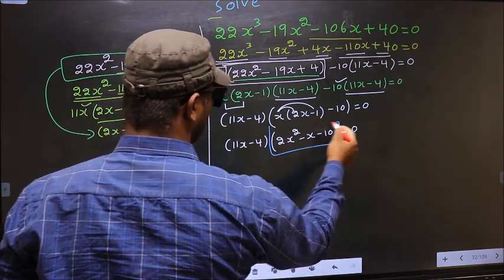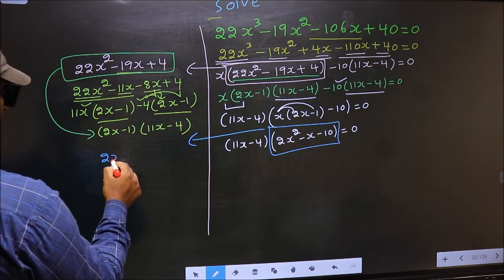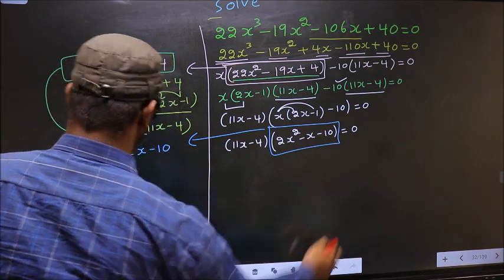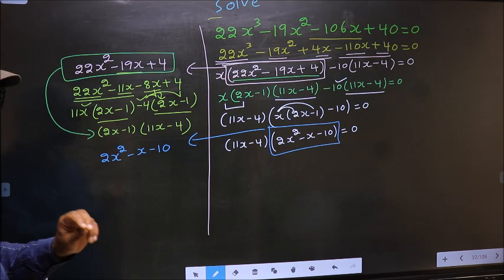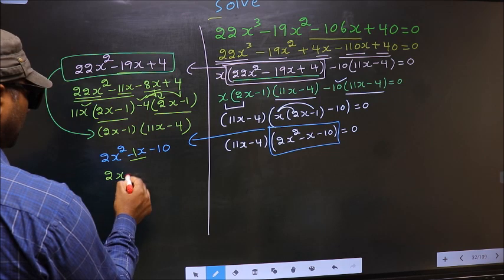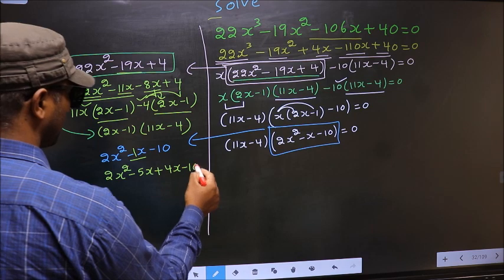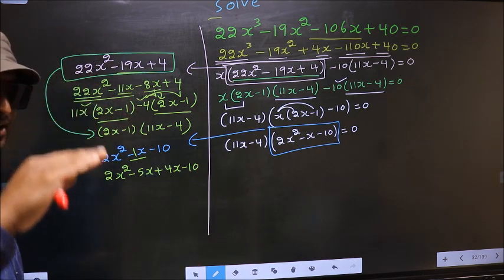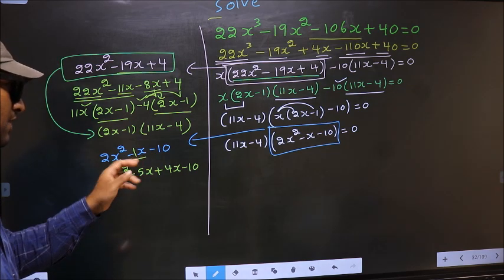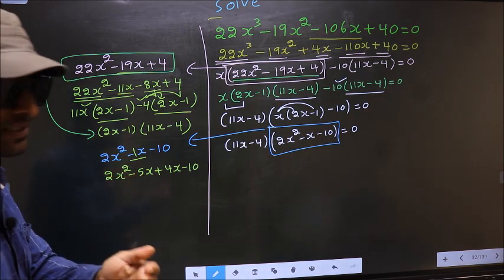Now we got quadratic. I will factorize the quadratic here, that is 2x square minus x minus 10. To factorize this, we should split the middle term minus 1x. So in place of minus 1x, now I write minus 5x plus 4x minus 10. I am not doing factorization steps. Directly I have split minus 1x to minus 5x plus 4x. Okay, next.